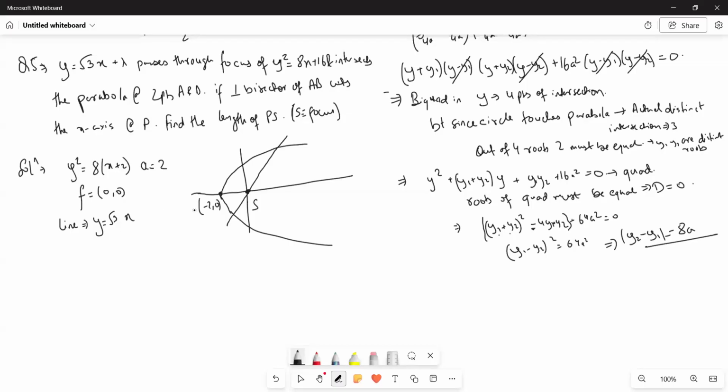Now y equal to root 3 x. So this point is A and this point is B. How do we get A and B? Solving with the parabola. So y is root 3 x, giving 3x square minus 8x minus 16 is equal to 0. Its two roots would be x1 and x2.